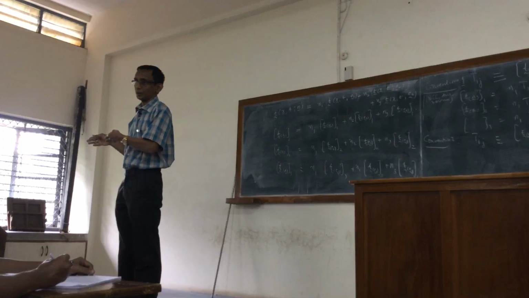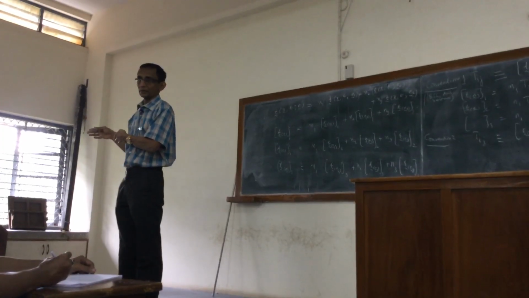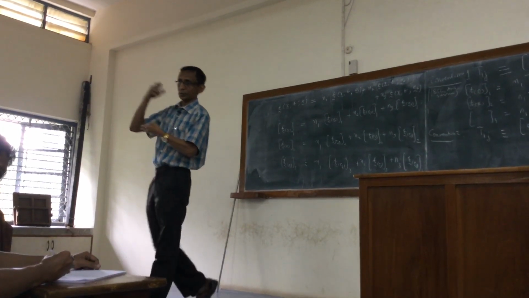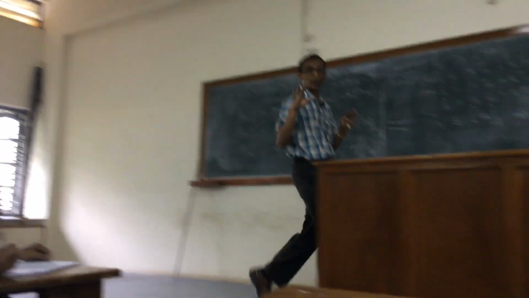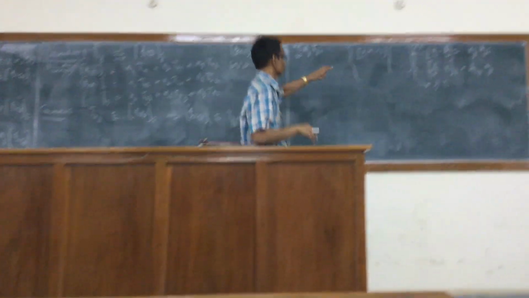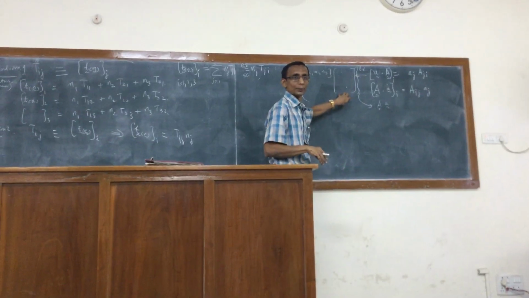You cannot multiply a 3 by 3 matrix with that. So you have to take the transpose and do it. So these are operations that you are very well aware of. Right? You certainly know how to do this multiplication.